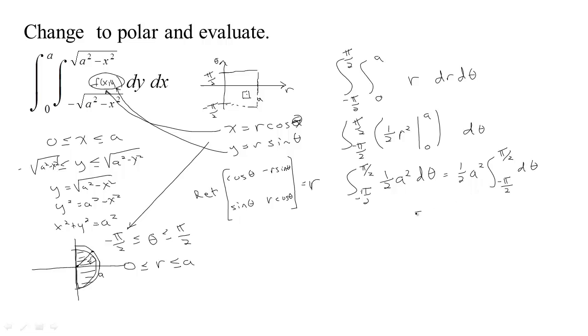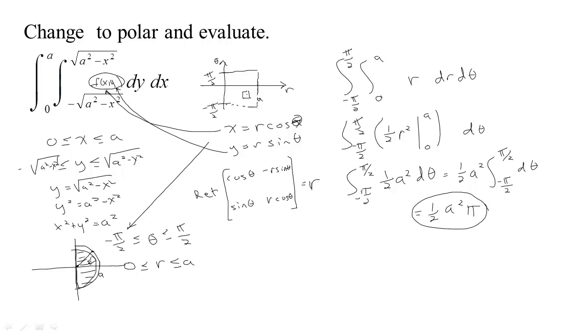And if you integrate 1 d theta, you're just summing up the length of this interval, and the length of that interval is pi halves minus minus pi halves, which would be pi halves plus pi halves, which is pi. So we get 1/2 pi a squared. Well, that should be familiar, right?